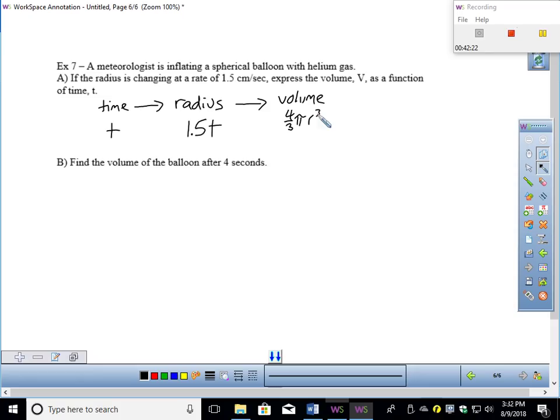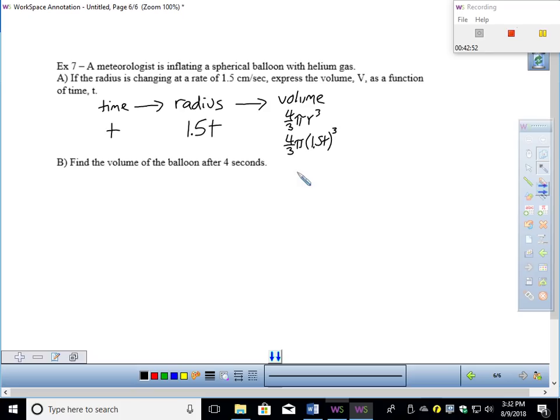Okay, but I don't want volume as a function of radius. I want volume as a function of time. So that is the thing that has to get reconciled. How do I fix that? Well, guys, what do we know the radius is? The radius is 1.5 t. And so I'm really hoping it's starting to click that compositions are really just substitution. So 4/3 pi times 1.5 t raised to the third power.